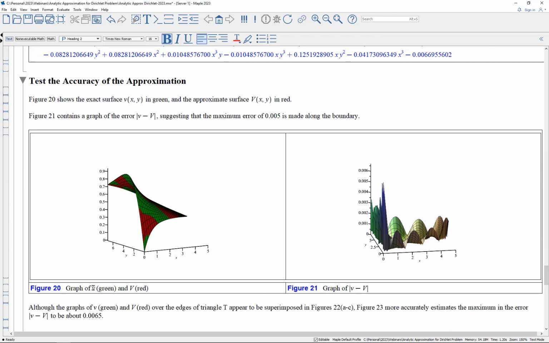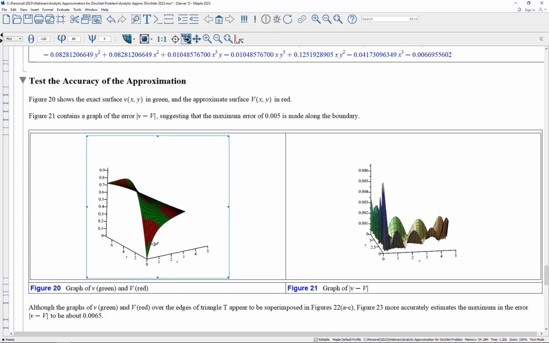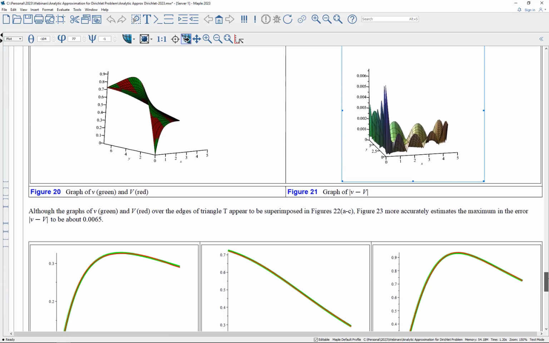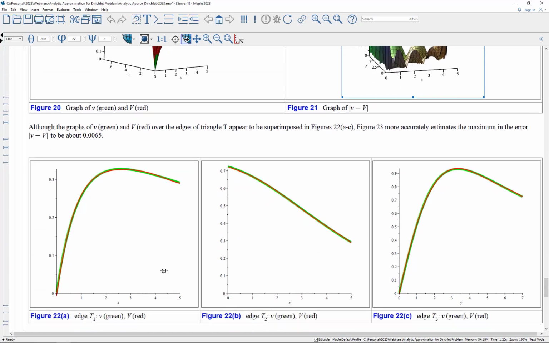And so here I have graphed the exact solution, which is what we started with, and the approximate solution. You can see the red and the green are intermingled. They're pretty tight. Numerically, let's see what we can do. This is a graph of the absolute value of the difference between exact and approximate. It would appear that maybe 7 1,000ths might be the height of that peak. And here we're looking at the edges. On each of the 3 edges, we have the exact curve in green and the approximate edge value in red, and they are very close graphically.